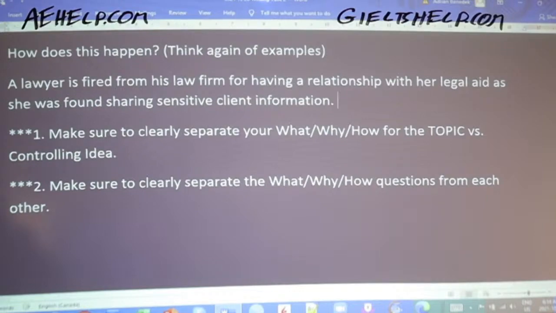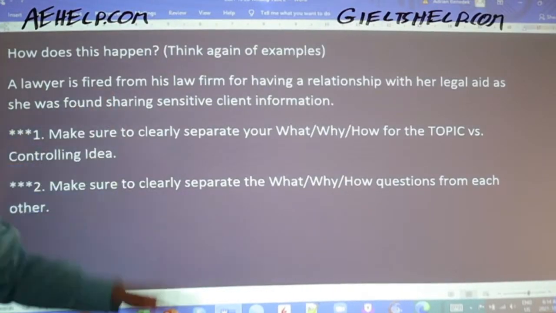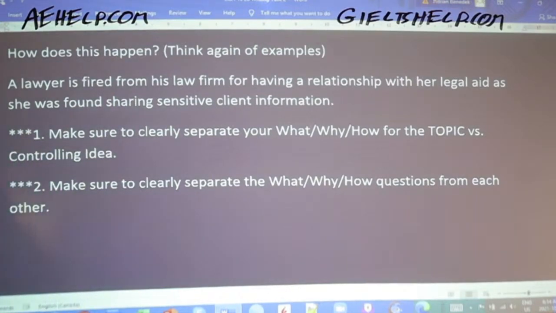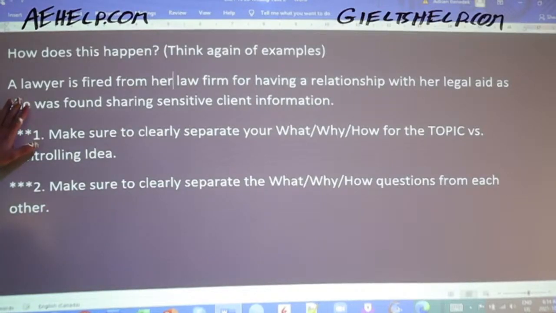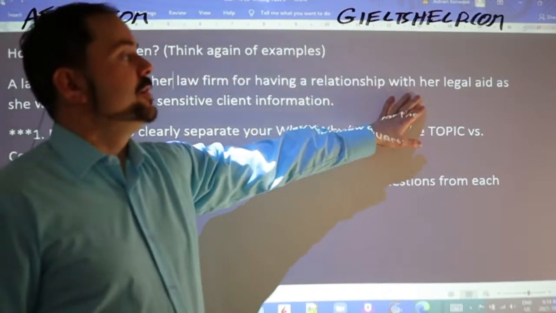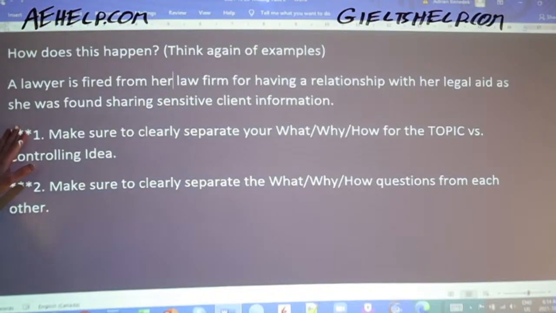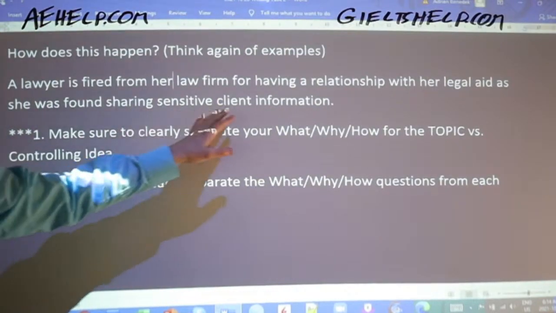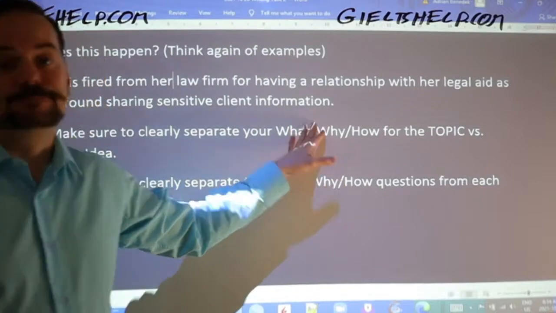So a lawyer is fired from her, because I've got a his-her confusion here. So let's go to her. Here, okay, there we go. So I changed my gender midway. Here we go. So lawyer is fired from her law firm for having a relationship with her legal aid as she was found sharing sensitive client information.